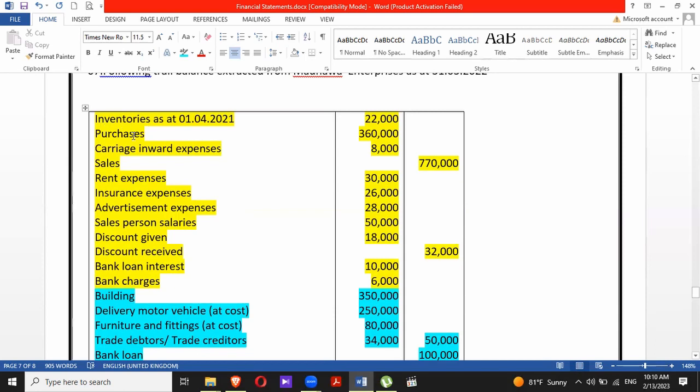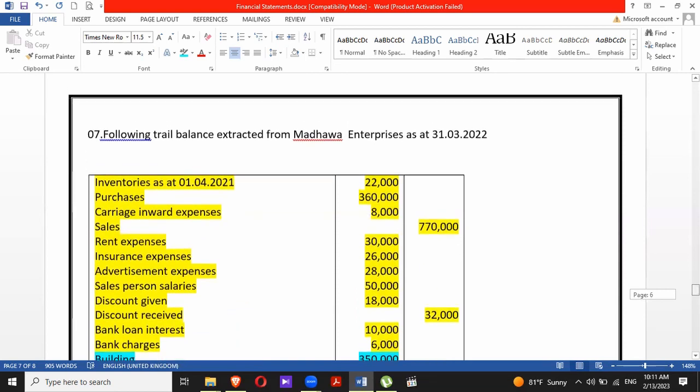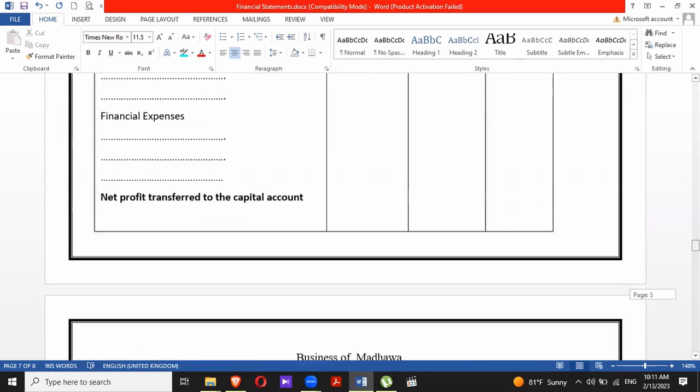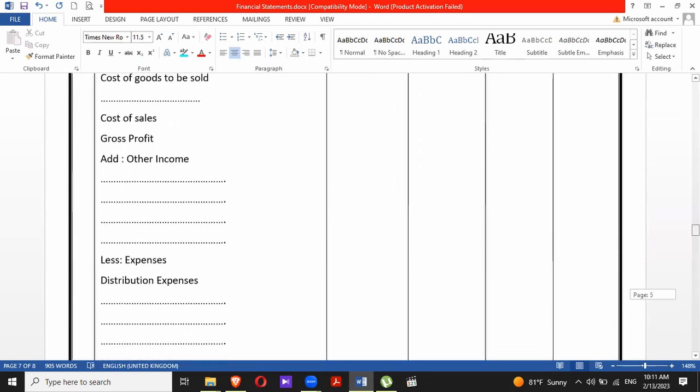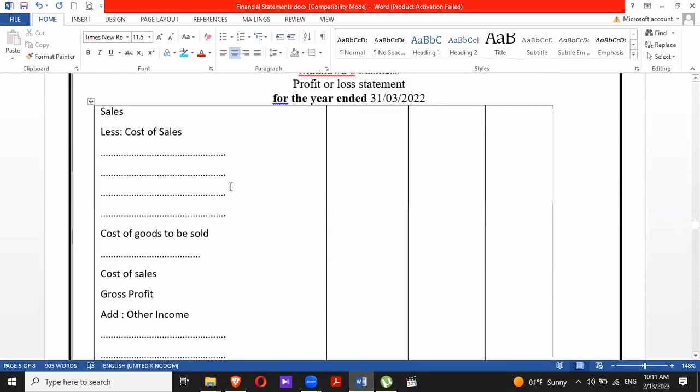First item in the trial balance, that is inventories as at 1st April 2021. Right? Opening inventory 22,000 comes under the profit or loss statement. Opening inventory comes under the cost of sales. As the first title, you can write opening stock.